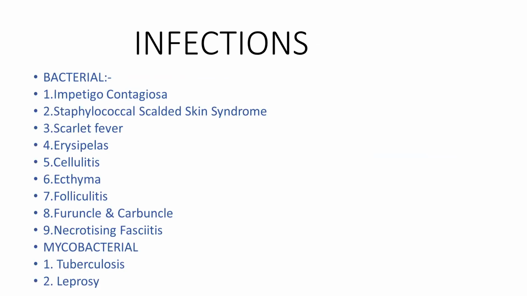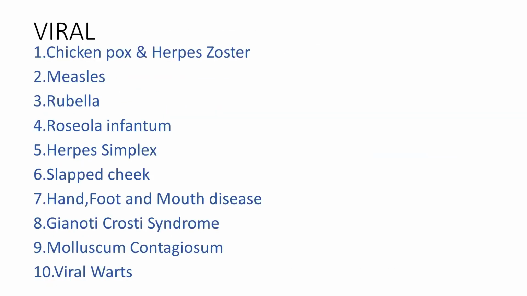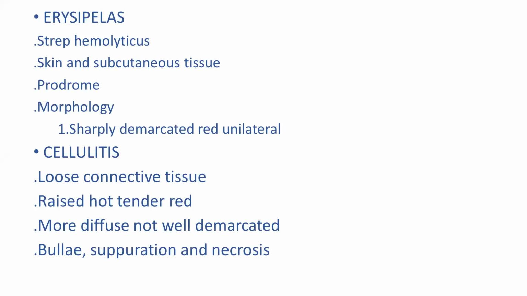Then infections. Bacterial infections, viral infections, and fungal infections are included in your syllabus. This is impetigo. The left one on our side, the clearer one, is staphylococcal or the bullous impetigo, and the right one is streptococcal or the dirty looking honey crusted lesion with more scarring, perioral and periocular.